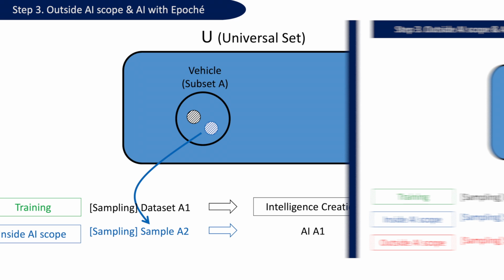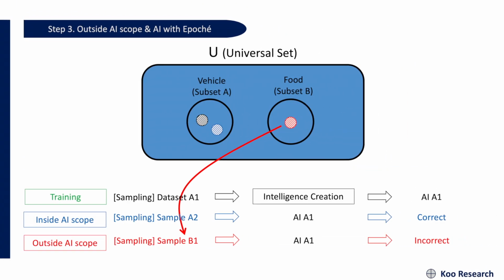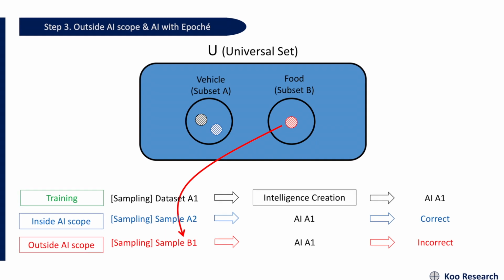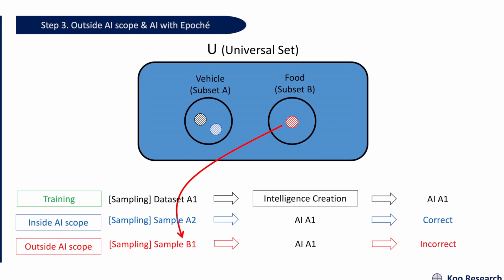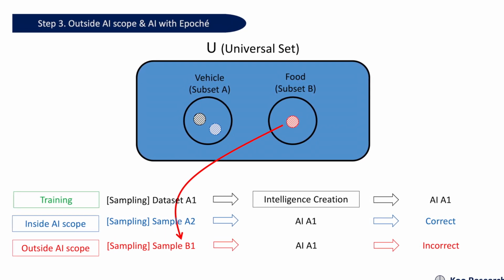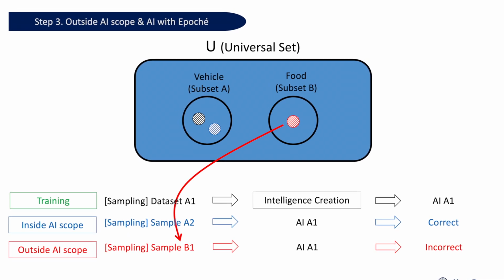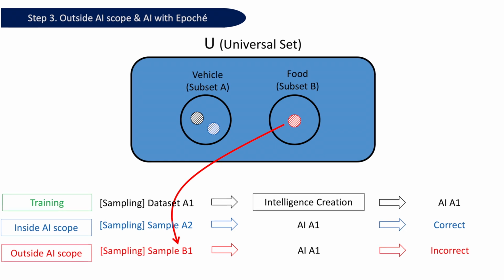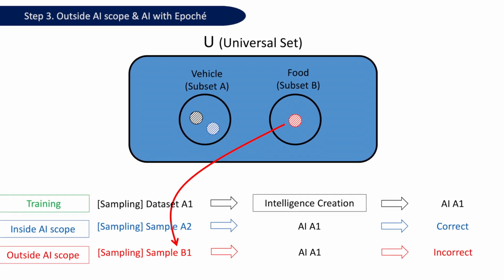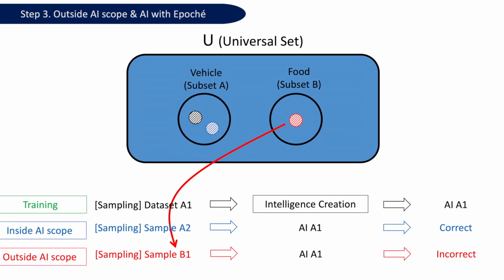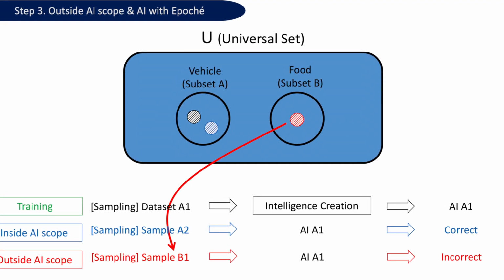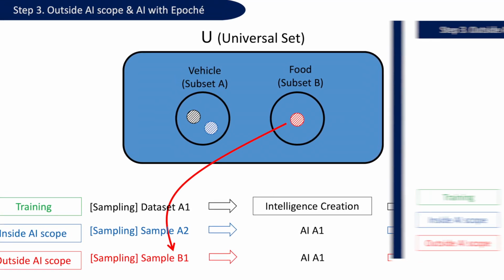category. Outside AI scope refers to when the AI encounters samples from a different subset. For instance, in this figure, if AI A1, trained on dataset A1 with vehicle samples, assesses a sample B1 from subset B with food samples, it falls outside the AI A1 scope. Without metacognition, AI A1 cannot recognize sample B1 as outside its scope.